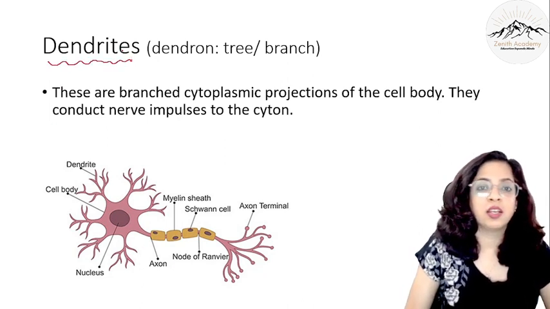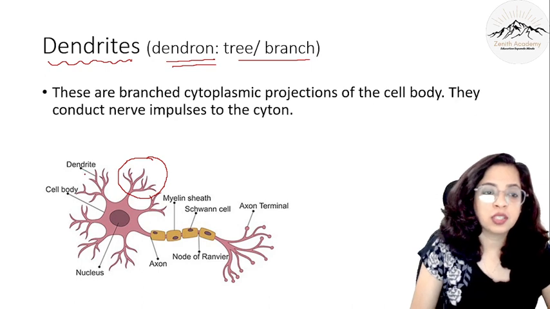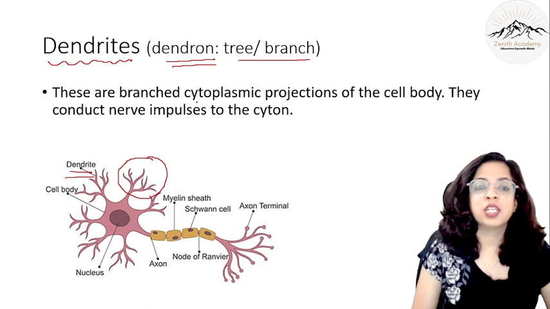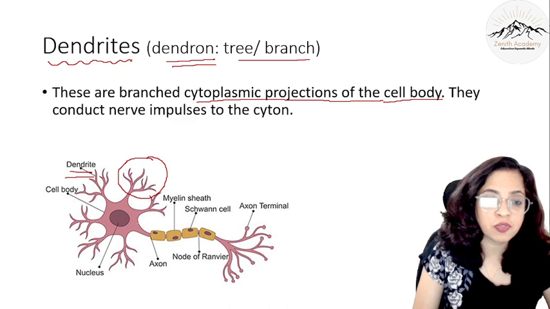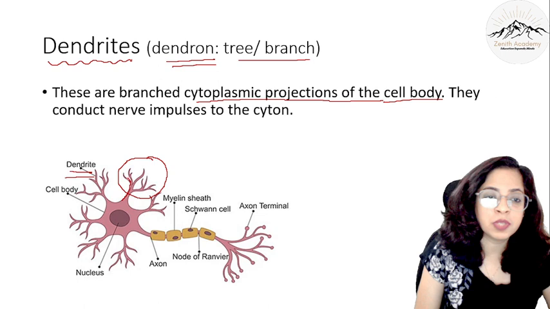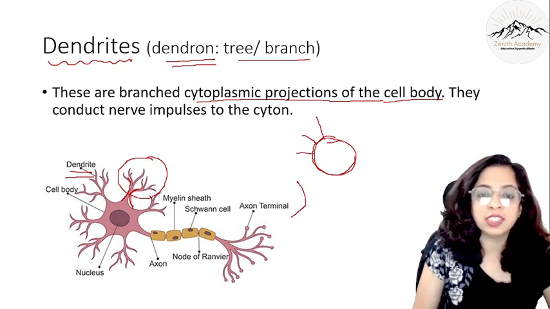Dendrites, where dendron means tree or branch. So you can see these branch, tree-like structures. These are known as dendrites. These are branched cytoplasmic projections of the cell body. If you see this very carefully, the cytoplasm of the cell body itself has extended. It is not like a cell with sun rays outside it. No, it is something like this. Can you see? These are projections from the cell itself.